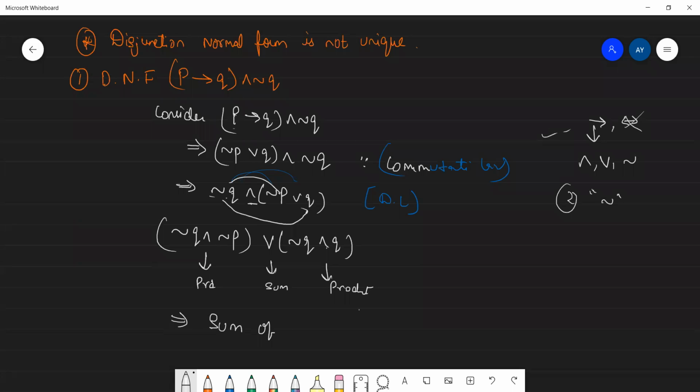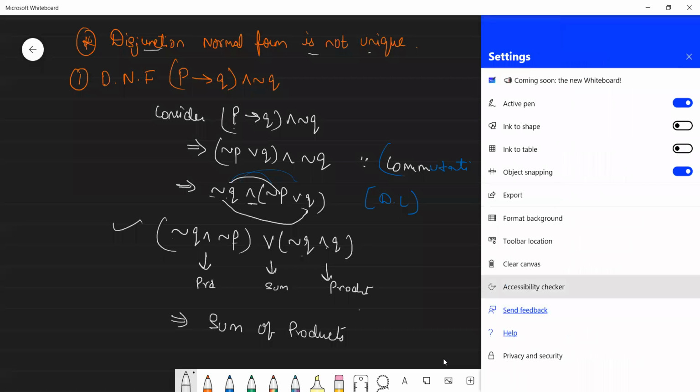So this implies sum of products. What they are trying to tell you is that disjunctive normal form is not unique. That is, you will not get only one unique element, you will have different elements like this. See, you got negation Q and negation P, or negation Q and P. Okay, so now let's look into the second one.